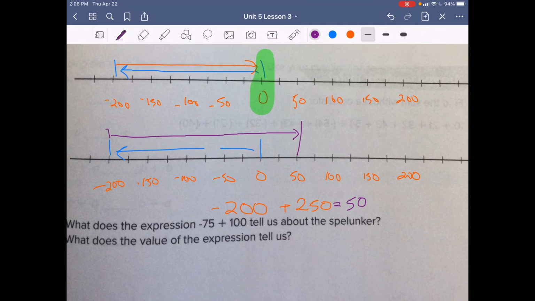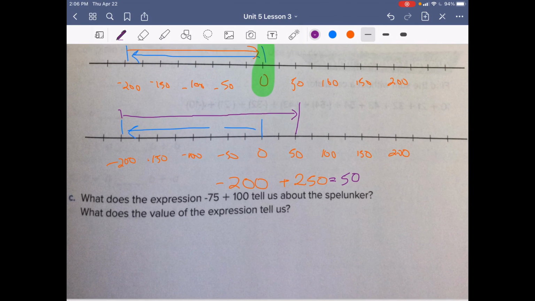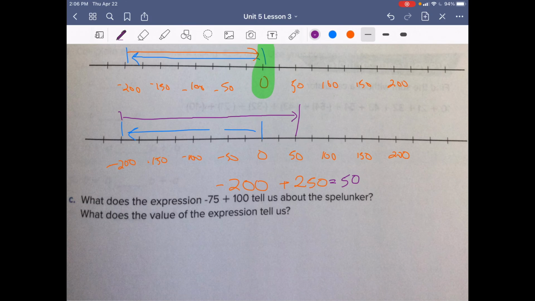All right, let's look at the last part, question C. What does the expression negative 75 plus 100 tell us about the spelunker? What does the value of the expression tell us? Pause the video and take a moment to answer this question on your own.